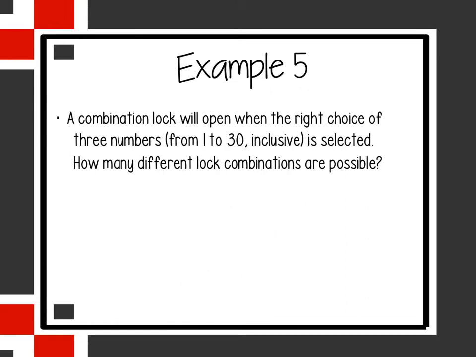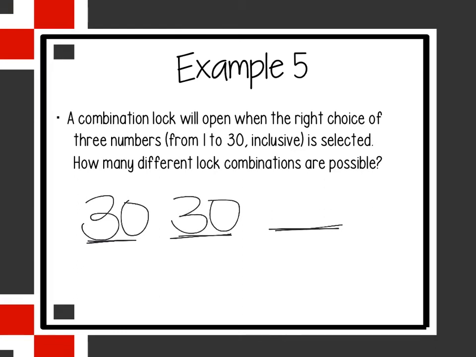Example 5 says a combination lock will open when the right choice of 3 numbers from 1 to 30 inclusive is selected. How many different lock combinations are possible? So there's a couple of vocab terms you want to pay attention to in there. What does inclusive mean? Including 1 and 30. So how many numbers are from 1 to 30 including 1 and 30? 30. Remember, if we start at 1, it is that number, okay? So there's 3 numbers. I've got my first number, my second number, my third number. How many options are there for the first number? 30. How many options for the second number? How many options for the last number? If something said numbers couldn't repeat, then it would change, okay? But you're pulling from the same set of 30 numbers every time.